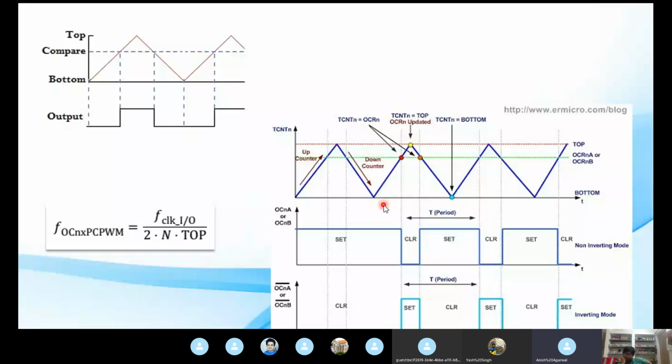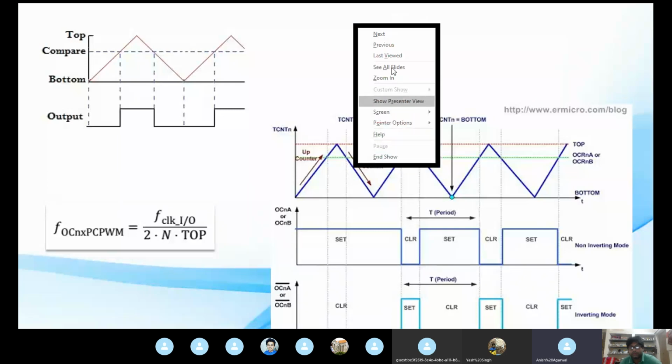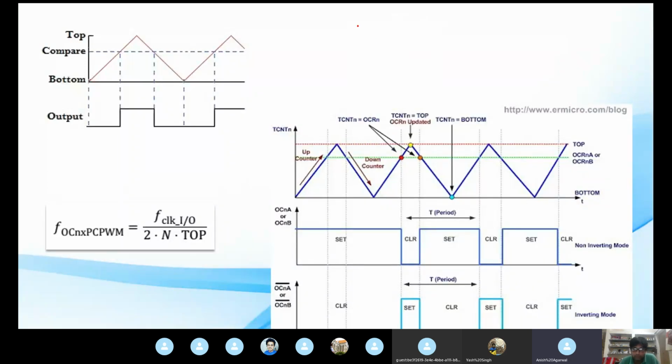Right, now let me explain by an example. Suppose the clock frequency of a microcontroller is 1000 hertz. So the microcontroller can count from 0 to 1000 in 1 second. And suppose I set the value of top as 100. The triangle will start from the origin, reach 100, and then come down again. Mind the slope here is 1. The slope here is 45 degrees.